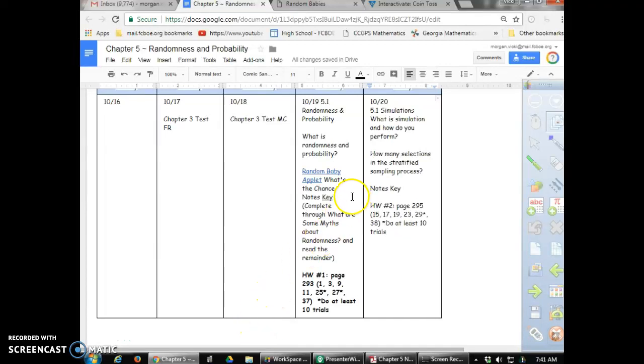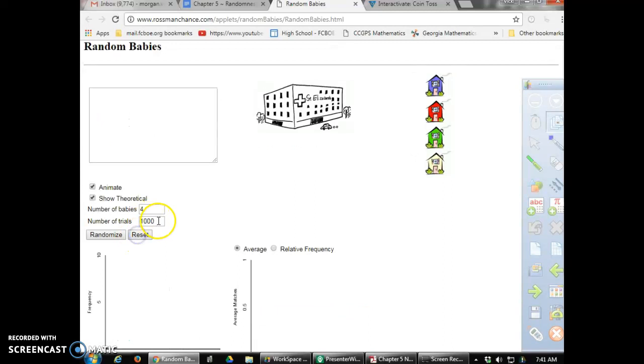Okay, we are starting our probability unit, and I want to kick this off by looking at an applet. It's called the Random Baby Applet. So go to Blackboard, and there's a link there, and I want to show you what the applet is doing. It is basically simulating a chance process.